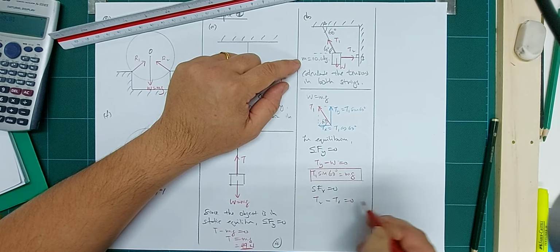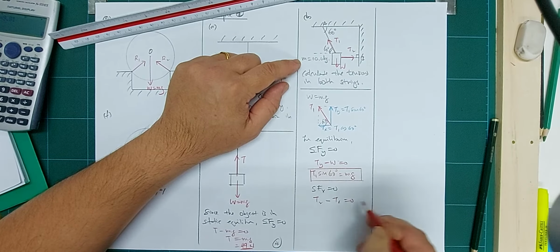So we have 56.6 Newton, right? 56.6 Newton. And then from equation number 1, what is T1? We can calculate from here actually. T1 is equal to 10 times 9.81 divided by sine 60. 113 Newton. Alright, so that is our example 2b.